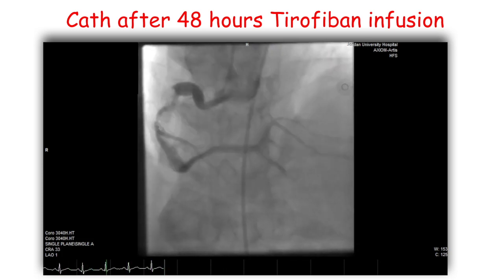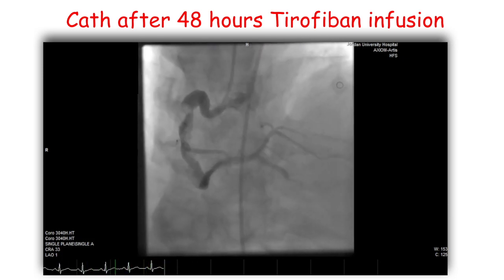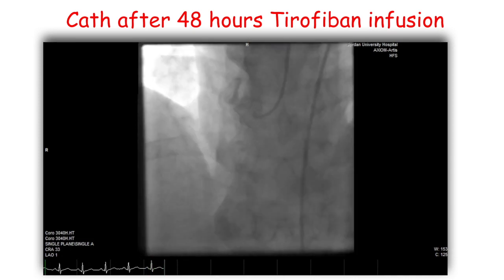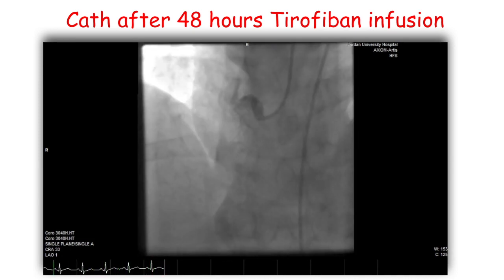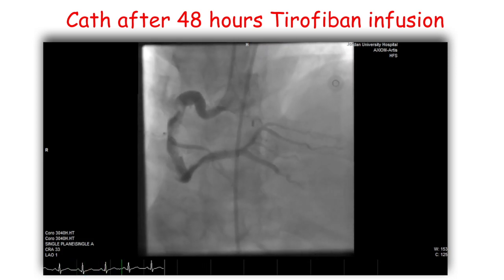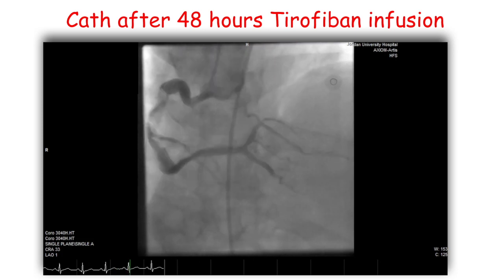I'm not sure. Will somebody put him on one of the new agents, like Xarelto or dabigatran? There is no evidence. No data. No data for warfarin either. Yeah, but it has experience. People have used it before. Yeah, there's no data, but that's the experience.